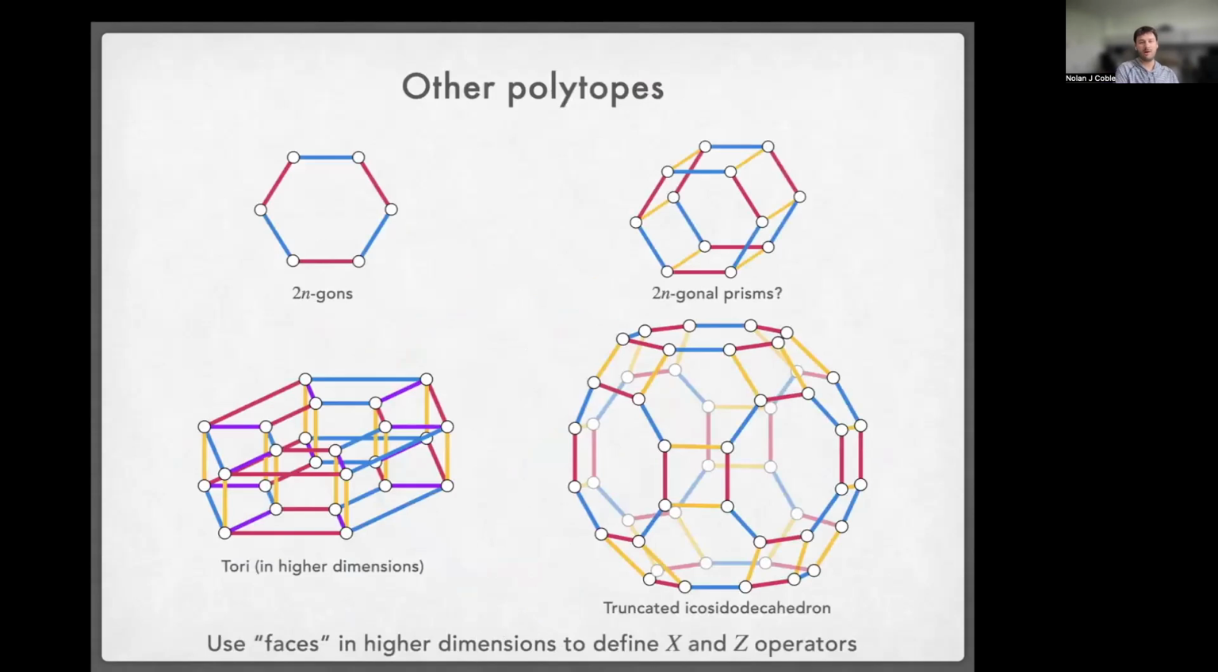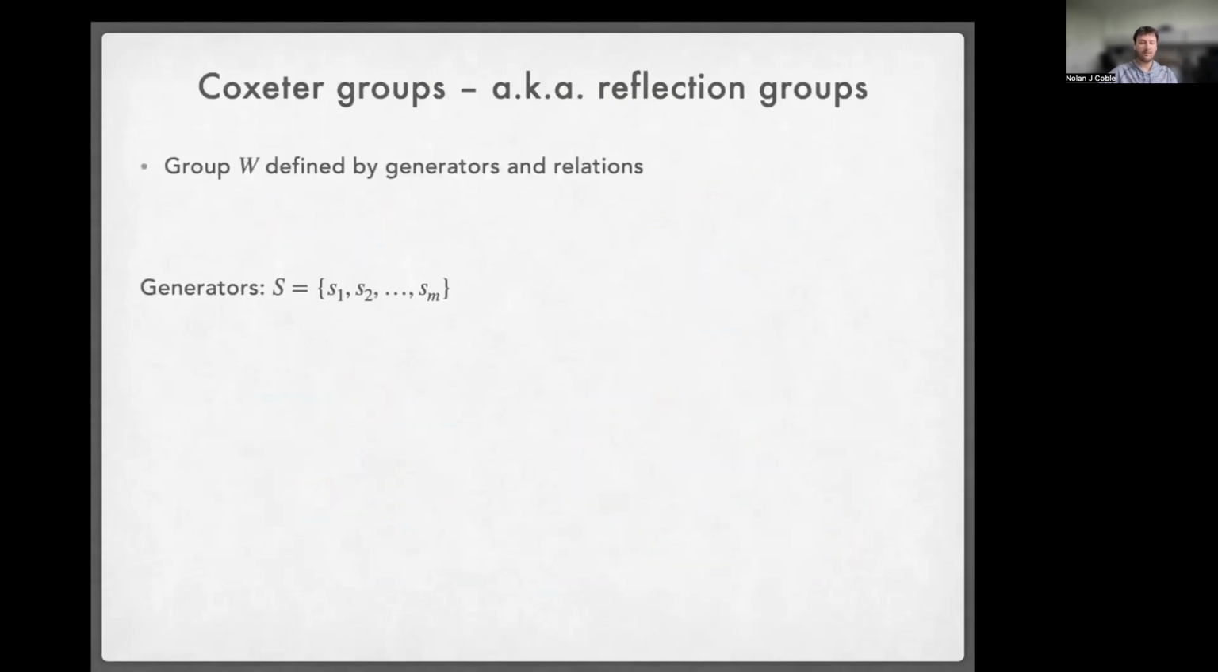But we can play this game with plenty of other polytopes. I put some up here, for example, two n-gons, two n-gonal prisms, this truncated icosahedron, and then tori. I mentioned higher dimensions: you may see in 3 dimensions, the torus is not a polytope, but in 4 dimensions, there is a way to embed it as a polytope. And we're going to use faces to define X and Z operators, just like we did for the truncated octahedron on the last page. But how am I going to actually construct these polytopes?